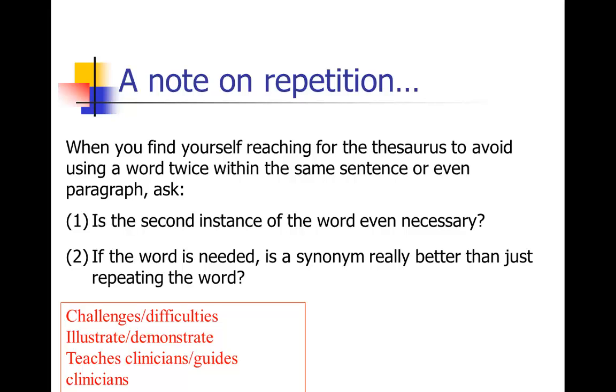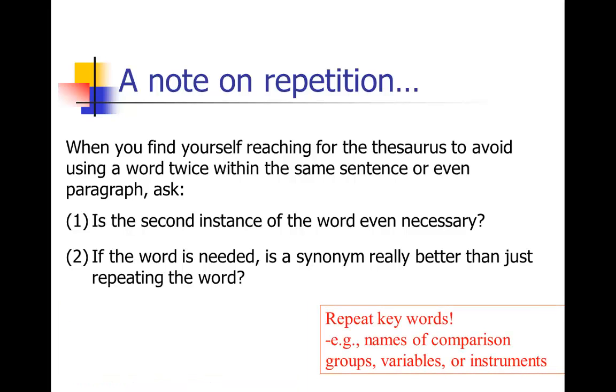But of course, there are some times when the word is actually needed. And then you may be tempted to say, well, okay, I've gone through, I've vetted it, and I know I do need to refer to this word again. It's not just repetition. But I still feel like I don't want to say the same word twice, so you're reaching for that synonym. Ask yourself the question then, if the word is really needed, is a synonym actually better than just repeating the word? And so you can get into a lot of trouble, and I'm going to show you some amusing examples, when you try too hard to replace a word with a synonym. Sometimes it's actually better to just repeat the same word, and it's okay to repeat a word sometimes.